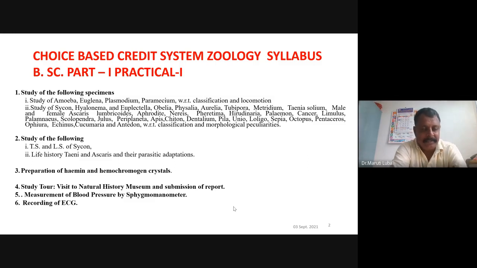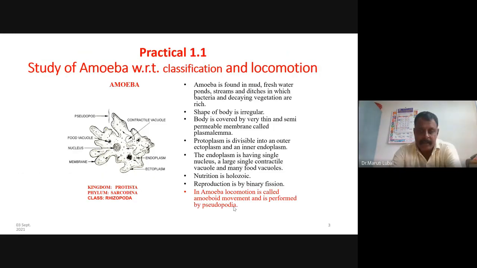Then the third practical is preparation of haemin and haemochromogen crystals. Next practical is the study tour. Another one is measurement of blood pressure by sphygmomanometer. And the last practical is recording of ECG. Now we will discuss the first practical. Point number 1, classification and locomotion. All we zoologists are aware of this practical on classification.